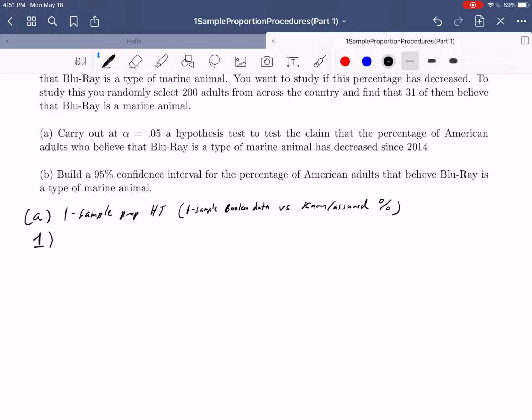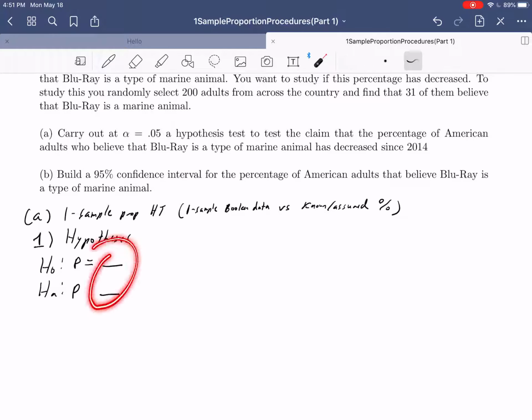To start with, we're going to have to set up our hypotheses. For the hypotheses here, we know that we're going to have an H0 and an HA. Because we're talking about a proportion here, the form of the null is going to be P equals something, and the alternate is going to be P, some inequality, and that same value.